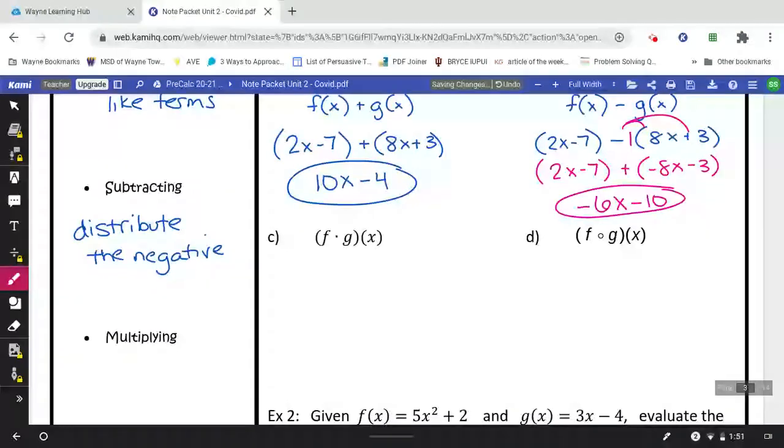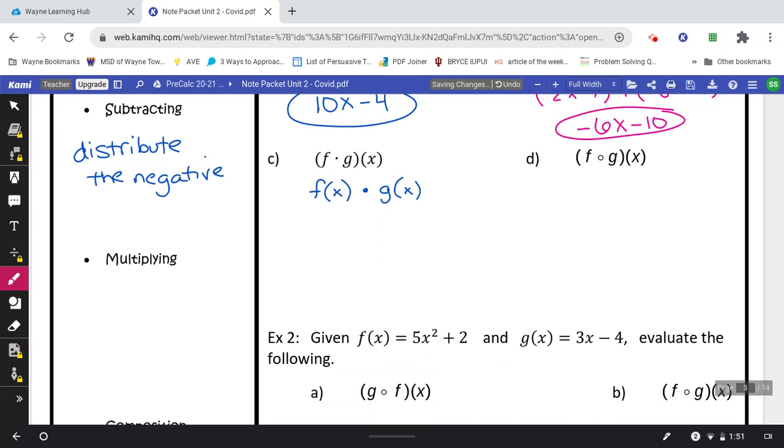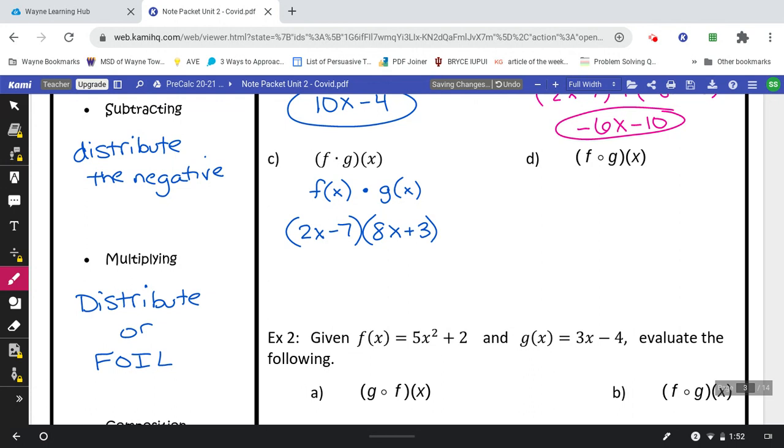For part C, that's a multiplication symbol. Again, you could see it written as f of x times g of x. That means the same exact thing. And for multiplying, you are probably going to either distribute or FOIL. So we'll write down our two functions. And then this turns into a FOILing problem. If you remember how to FOIL, go ahead.